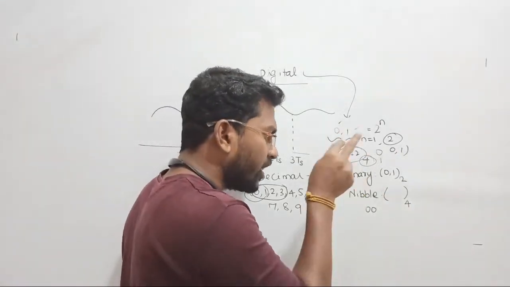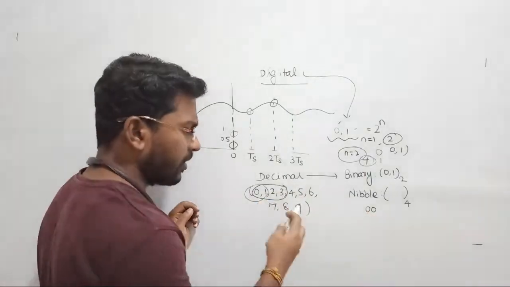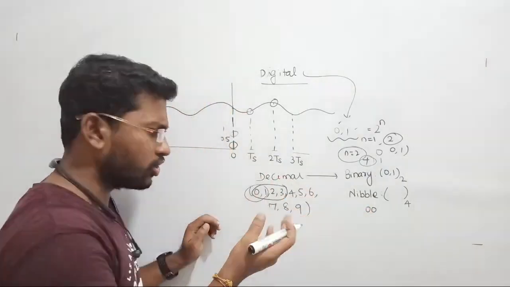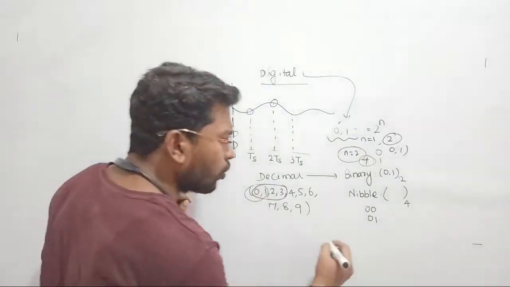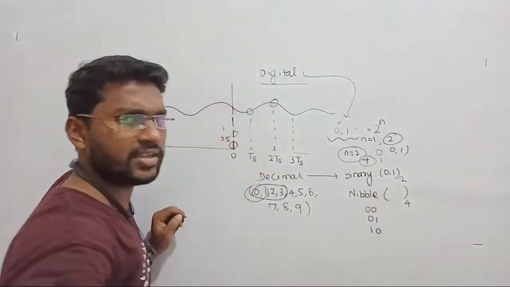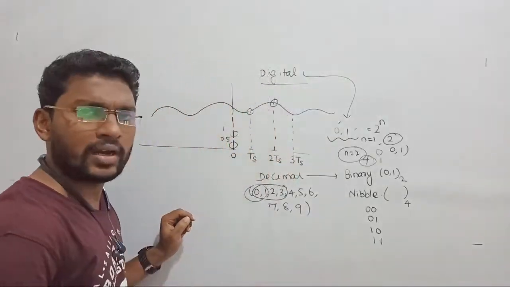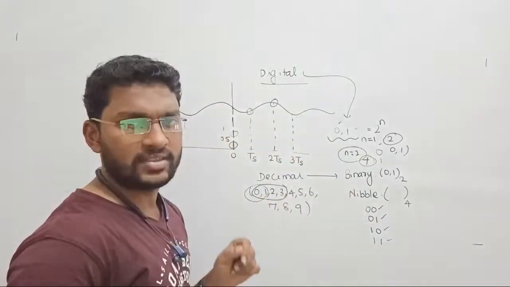For each and every person, we are going to consider 2 bits. Like that, for 0 we are using 2 bits because its equivalent value will be 0, 0. For 1, its equivalent value will be 0, 1 in digital. Right? For 2, its equivalent value will be 1, 0 in digital. Right? And for 3, its equivalent value will be 1, 1. Clear? Such that we are representing 4 values here in case of the nibble system.